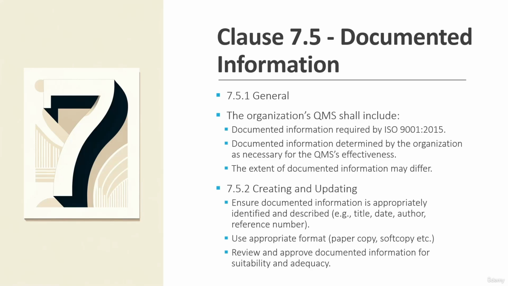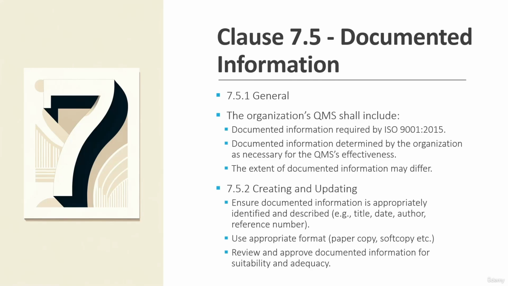The first one is 7.5.1 general. So here the standard says that the organization's quality management system will have two types of documented information. One is what is required by 9001, and we did talk about a list of mandatory documents and mandatory records earlier in the fundamental concepts. Let's say quality policy is a mandatory document, quality objective is a mandatory document, management review report is a mandatory record. So we did talk about those records and documents earlier which are required by the ISO 9001 standard.